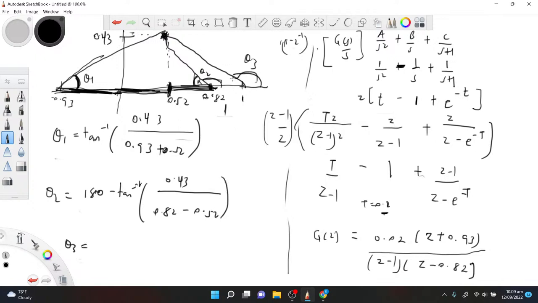Theta 3, same. So I'll find the angle here, let's say beta, and subtract from 180. So 180 minus tan inverse of opposite 0.43 over adjacent. The adjacent is from here to here. That's 1 minus from here to here, that'll give me here. So 1 minus 0.52.